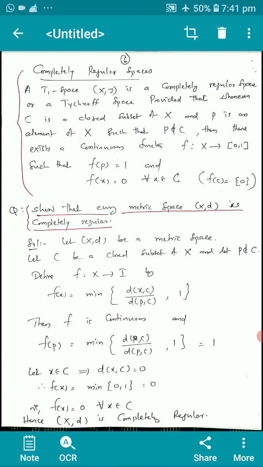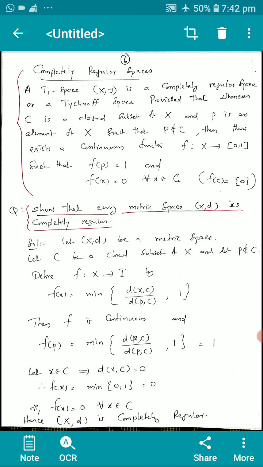such that P is not an element of C, then there exists a continuous function f from X to I, where I is the closed interval [0, 1], such that f of P equals 1 and f of x equals 0 for all x in C. That is, f of C equals the set {0}. I'll repeat: completely regular space, or a Tikhonov space.